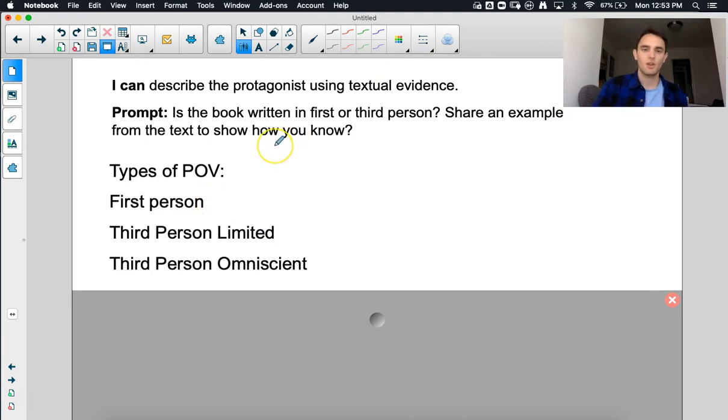So first person, we've kind of talked about a lot in class. We know that for it to be first person, you need to see I, me, or my being used a lot. That's how we're going to know that it's being written from the point of view of our narrator.